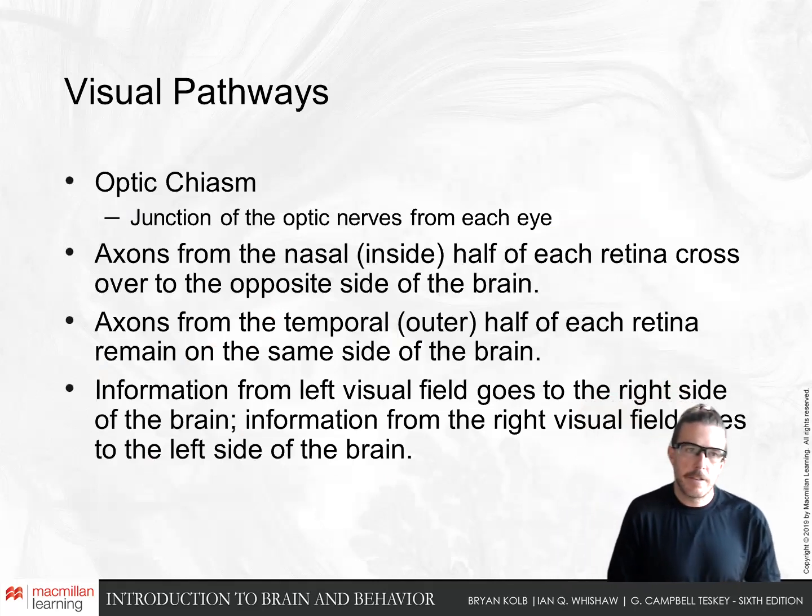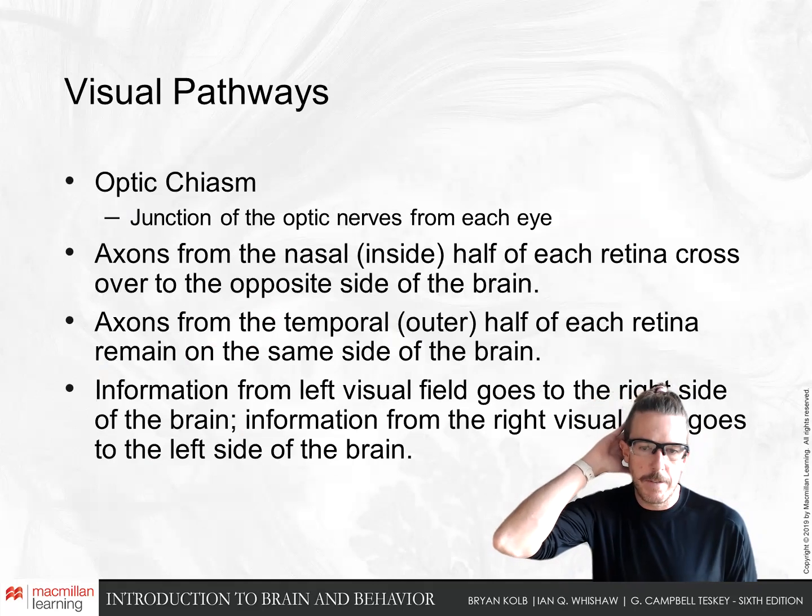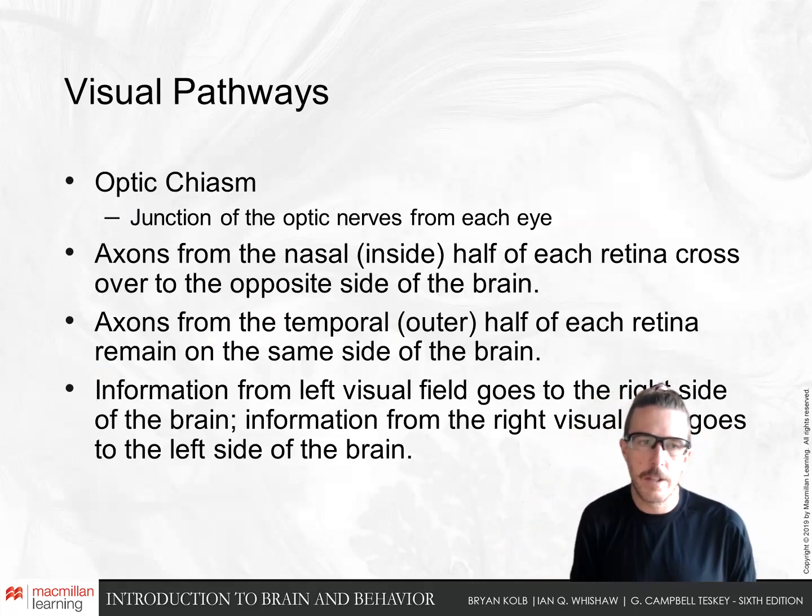The optic chiasm is the junction of the optic nerves from each eye. So some information from each eye stays in the same hemisphere and goes to the visual cortex, and some crosses over to the other hemisphere.